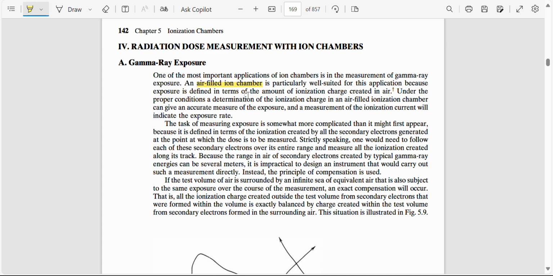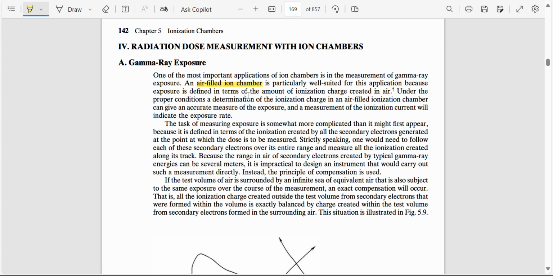Because it is defined in terms of the ionization created by all the secondary electrons generated at the point at which the dose is to be measured. Strictly speaking, one would need to follow each of these secondary electrons over its entire range and measure all the ionization created along its tracks. Because the range in air of secondary electrons created by typical gamma ray energy can be several meters, it is impractical to design an instrument that would carry out such a measurement directly.